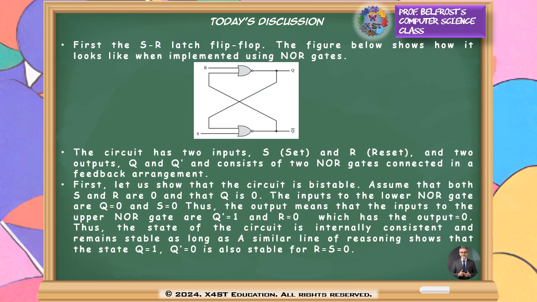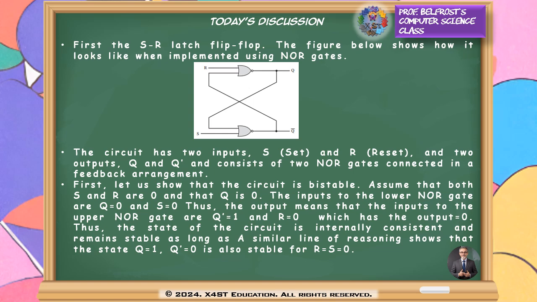First, let's look at the SR flip-flop. Here's the figure showing how to implement an SR flip-flop using NOR gates. As you can see, the circuit has two inputs, S, which represents set, and R, which stands for reset, and two outputs, Q and Q not, as described before. It consists of two NOR gates connected in a feedback arrangement.